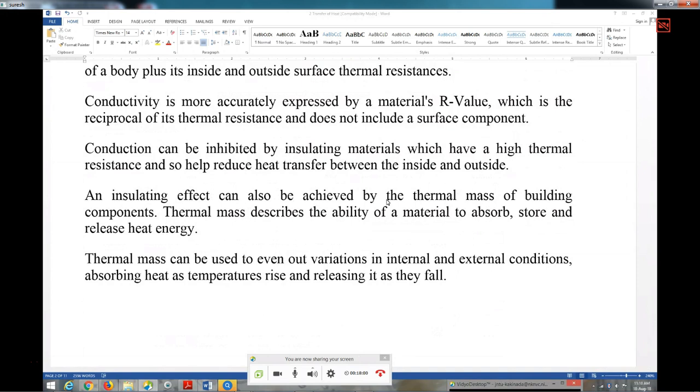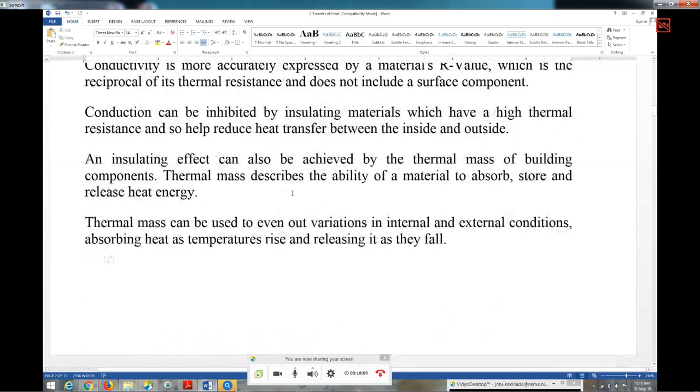The conduction can be inhibited by insulating materials which have high thermal resistance and so help reduce the heat transfer between the inside and outside. Let us take the bulk of your room. Inside the bulk, the thermal density has the inside surface, and the next side of the bulk, which is directly contacting the outside atmosphere, is called the outside bulk. In between these two, there is some property of absorbing heat also. In this case, some portion of heat is being absorbed. Definitely, there exist losses in the walls of the building also.